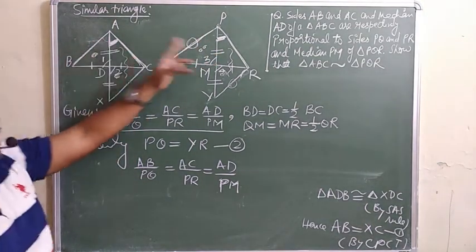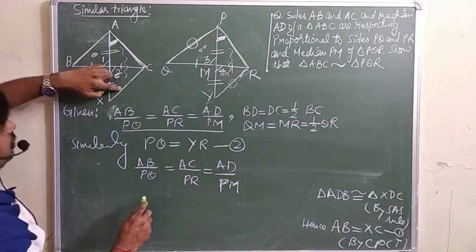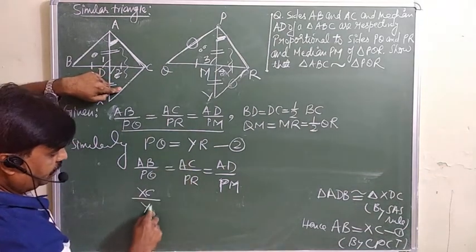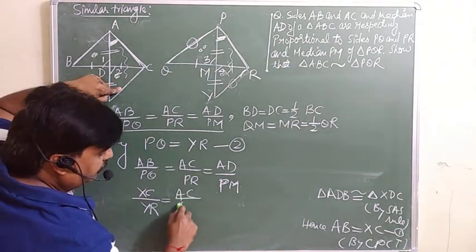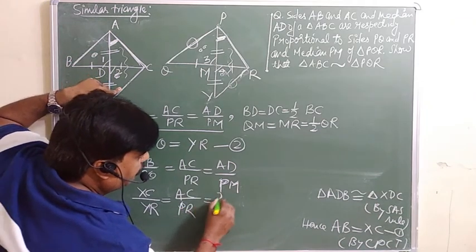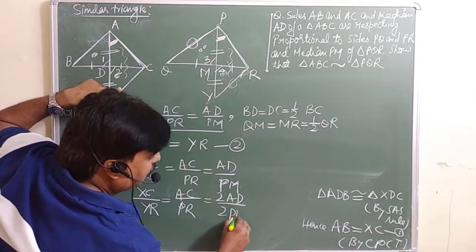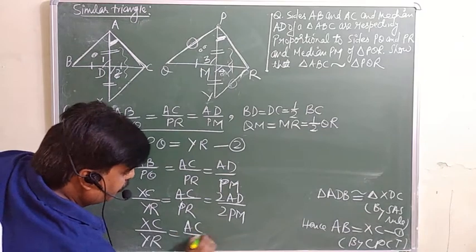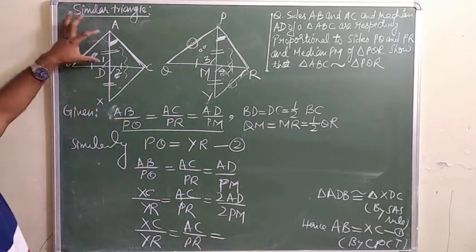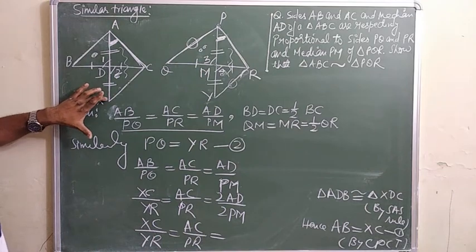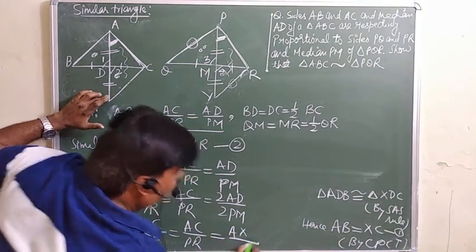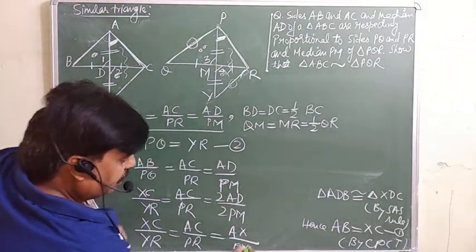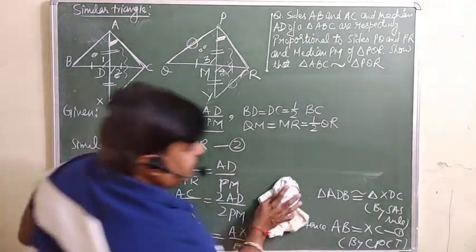So first of all, look at here now. AB can be replaced by XC and PQ by YR, AC over PR, and the same operation we can do for twice of AD and twice of PM. So here you will get XC over YR is equal to AC over PR and twice of AD, that will be equal to AX, over twice of PM, that is equal to PY.